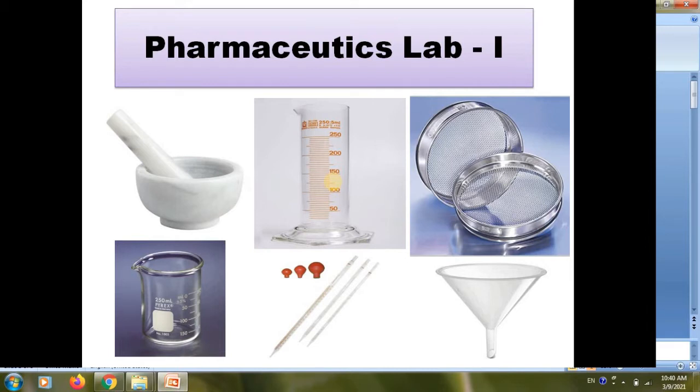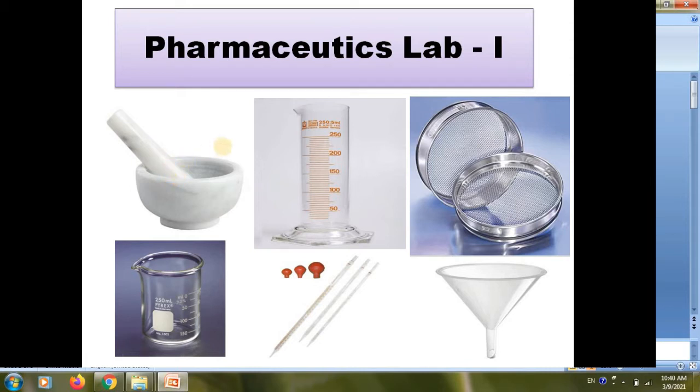So this is pharmaceutics lab 1, and on the screen there are some equipments. The first one is a mortar and pestle. This one is a mortar and this one is a pestle. For making a syrup, ointment, cream or emulsion, we require this equipment. All the ingredients we will weigh and take in this mortar and triturate with the help of the pestle, and we will prepare a fine, desired preparation.